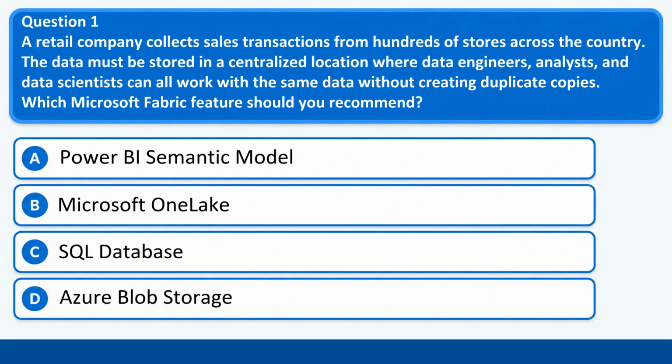Question 1. A retail company collects sales transactions from hundreds of stores across the country. The data must be stored in a centralized location where data engineers, analysts, and data scientists can all work with the same data without creating duplicate copies. Which Microsoft Fabric feature should you recommend? A. Power BI Semantic Model. B. Microsoft OneLake. C. SQL Database. D. Azure Blob Storage.